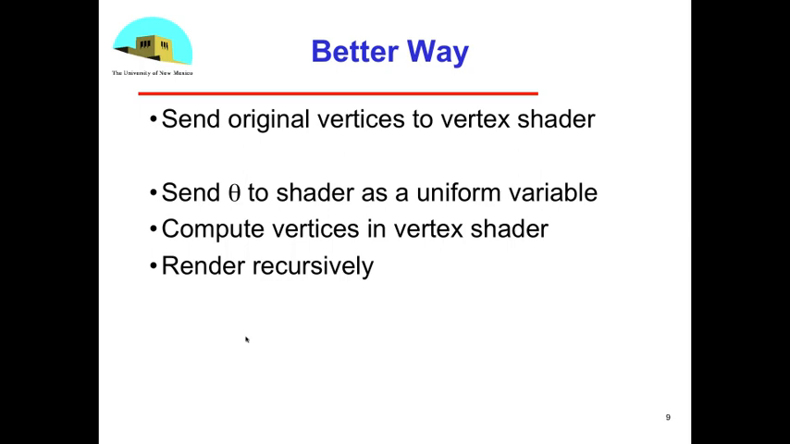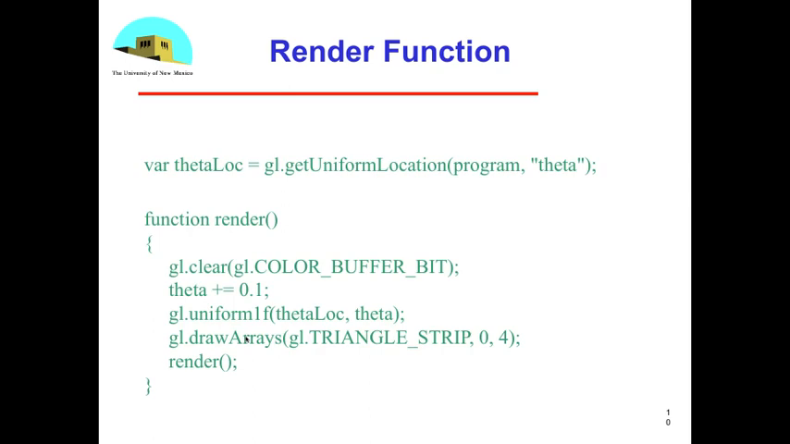Well, I can render in some sort of recursive way. Each time I do the render, I call the render function in there. So the idea would be to try and do something like this. First, here's the uniform variable that I set up. I'm going to call it theta in the vertex shader. We'll get to the vertex shader in a minute. And then I get its location after I've compiled and linked everything together.